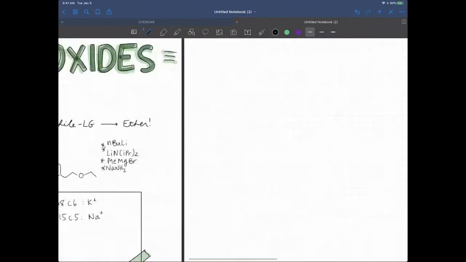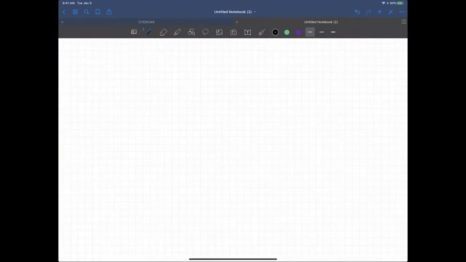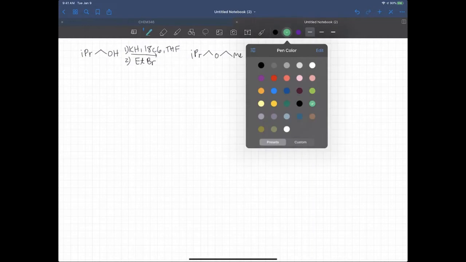Okay, so let's look at an example again. I'm going to show the mechanism. Okay, I have this molecule here. Okay, and I'm going to use potassium hydride in 18 crown 6 and THF, and then followed by ethyl iodide. Okay, and what I'm going to get is this here. Okay, methyl. So let's look at the mechanism.